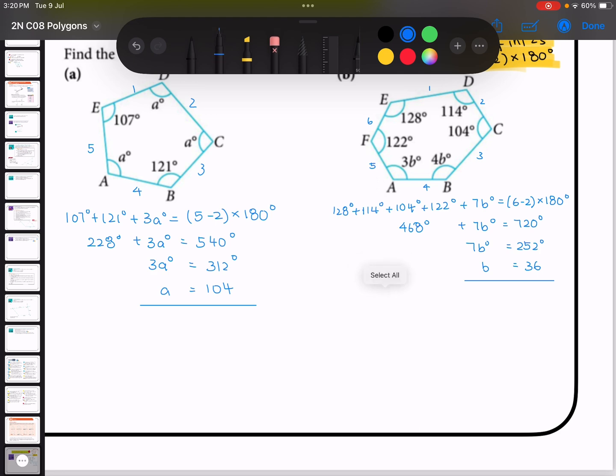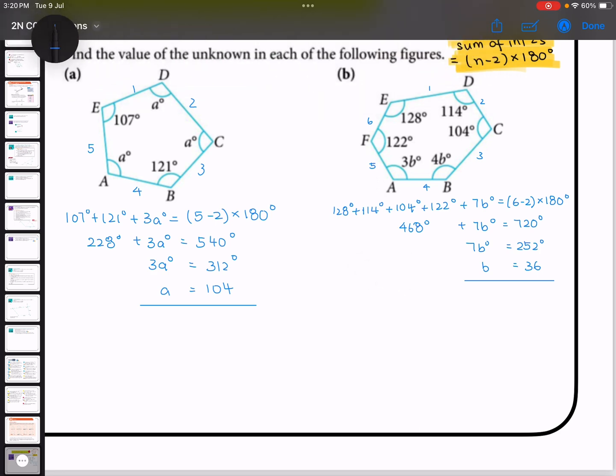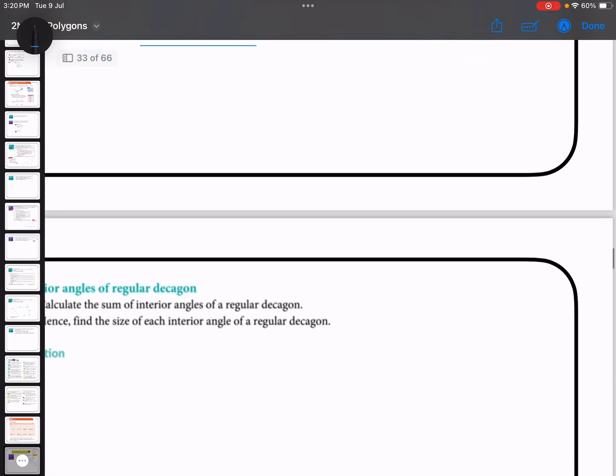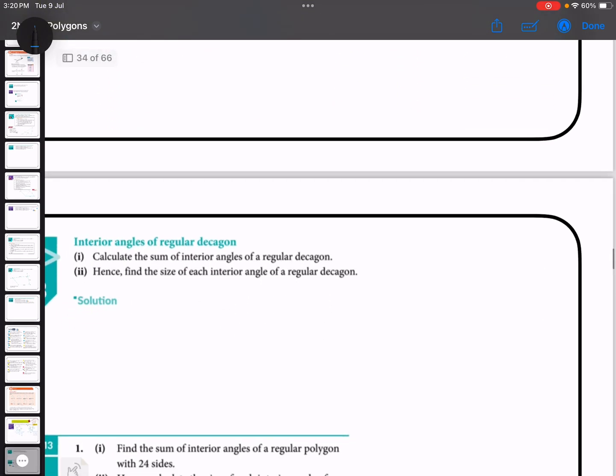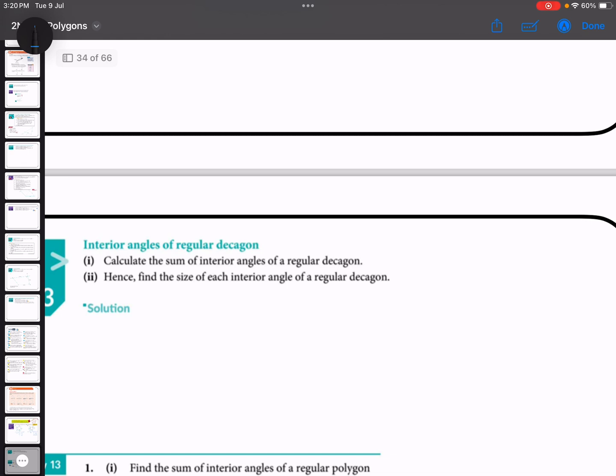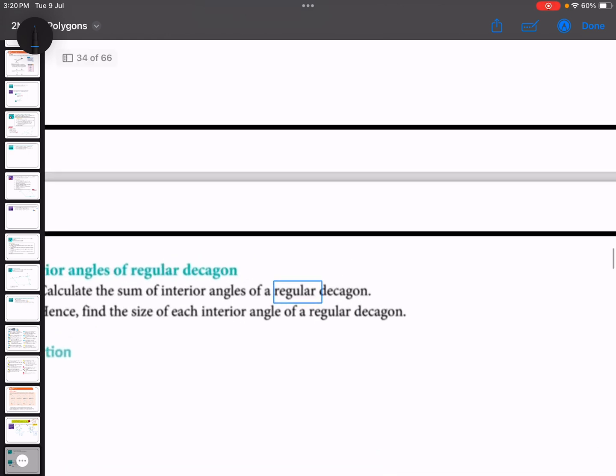Interior angles. Okay, interior, inside the polygon. Go on. So now you see this very interesting word called regular. Regular figures, regular decagon, regular whatever. Regular means all angles equal, whether it's interior or exterior, and all sides equal.